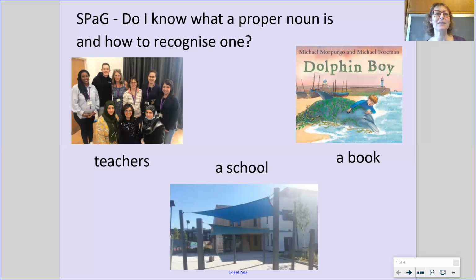When you've done that, either upload that to Tapestry or bring it into class to show to your teacher. And I'm looking forward to looking at your work this term, Year 2, and checking out all those proper nouns that have got capital letters.